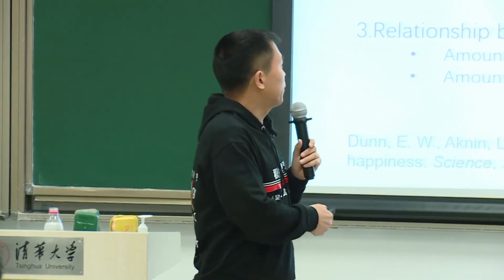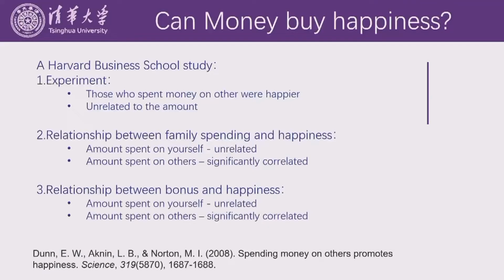So actually, if you look at the literature, the average amount those people spend on other people is only 10%. It's not that much, right? I'm not asking you to spend 50% of your money on other people. That's not realistic, but just 10%. 10% is okay, affordable, and it can significantly increase your happiness.